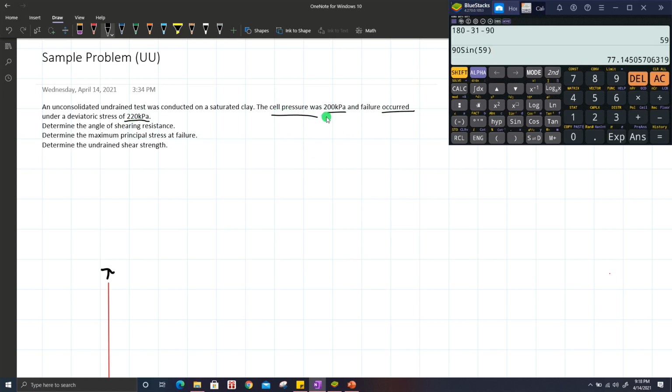So, ang cell pressure class, siya yung confining pressure din. That is also confining pressure. So, may iba-ibang term lang na ginagamit. Mga parehas yan. Kaya yung sigma 3, it has 200 kilopascal. Yung deviator stress natin, 220 kilopascal. Determine the angle of shearing resistance. Determine the maximum principal stress at failure and determine the undrained shear strength. So, dito class sa unconsolidated undrained test.